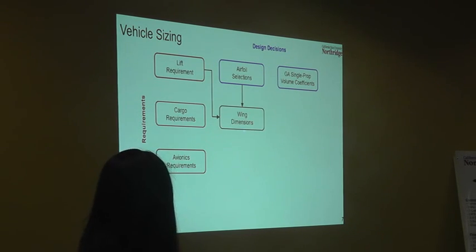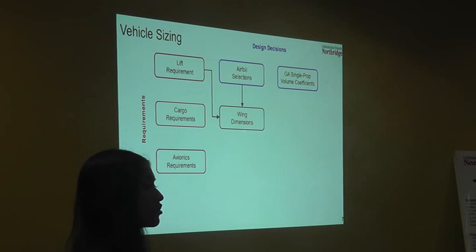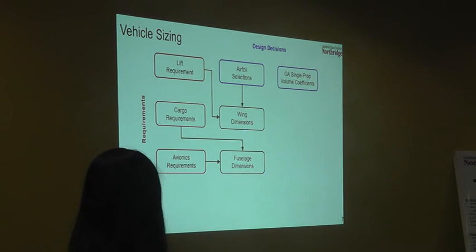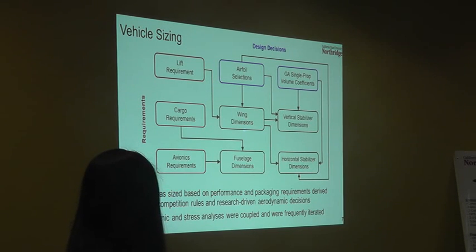The airfoil selection and the lift requirements gave us our wing dimensions, and our cargo requirements and avionic requirements gave us our fuselage dimension. With this, we were able to get the dimensions of our vertical and horizontal stabilizer. Aerodynamic and stress analysis were coupled and were frequently iterated.